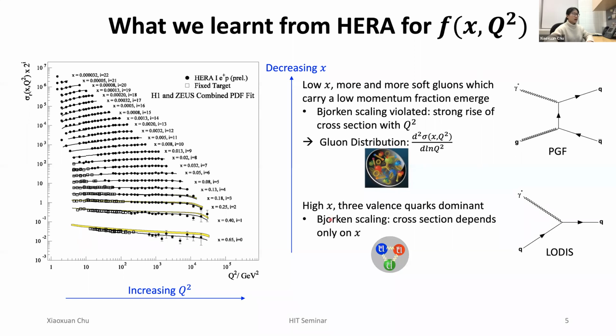And in this high x region, it's always the leading order DIS process that dominates. So it's the exchange, the virtual photon interacts with the quark from the nucleon and generates the other quark.